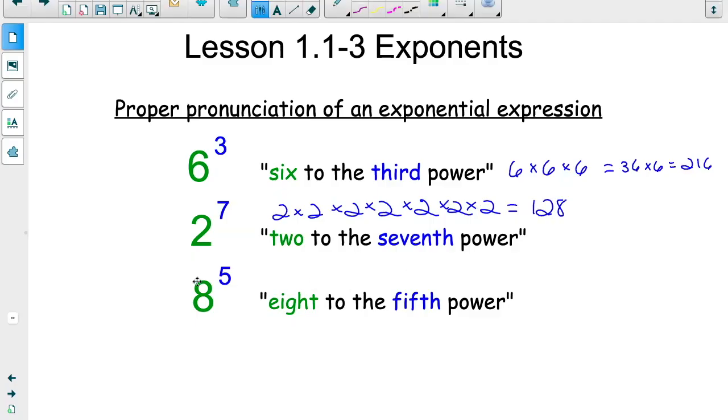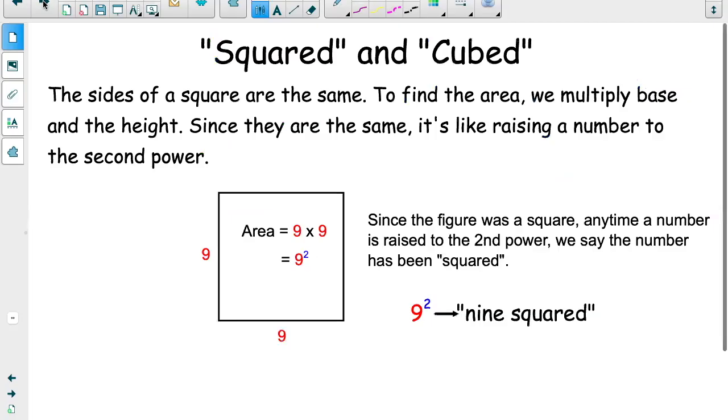And last but not least, of course, we can do the same thing with 8 to the fifth power and multiply that all out as well. Okay. Now, we pronounce these to the third power, to the fourth power, to the fifth power, but you also know that there are two terms that we use for special exponents. 6 to the third power is actually one of those special exponents, and you probably remember these two terms. They were squared and cubed.